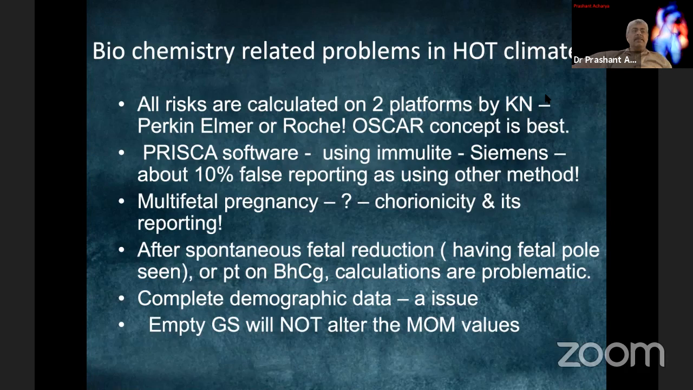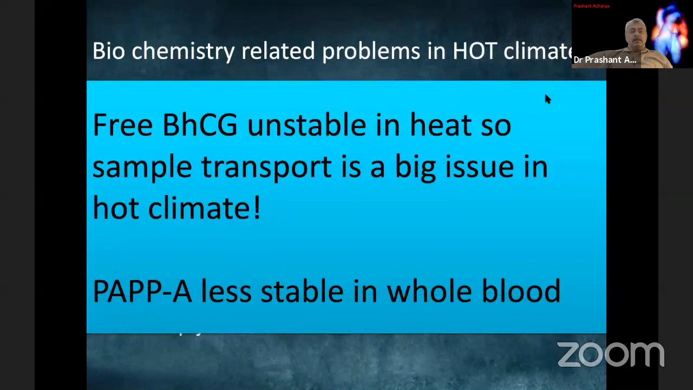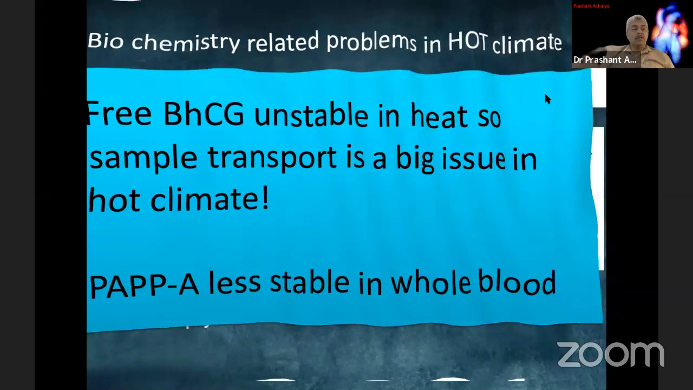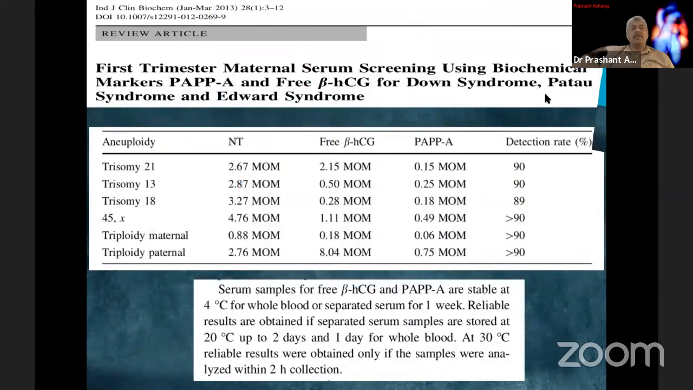Multifetal pregnancy, we will discuss that part just after some time. So transportation in separated serum with a cold chain maintained. If you can get your dual marker, then and only then rely on these dual markers. If you can't get it done, like maintaining a cold chain as well as sending a whole blood, you will have a possibility of altered outcome. So make sure that you are doing that.